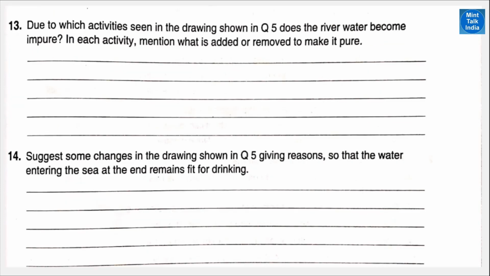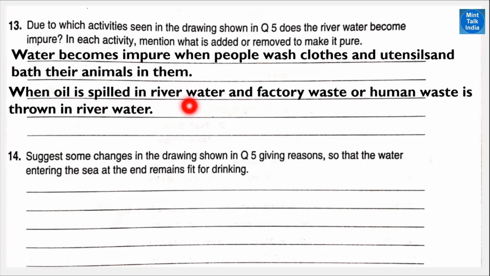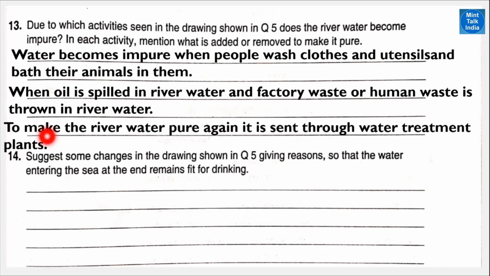Next question, due to which activities seen in the drawing shown in question 5 does the river water become impure? In each activity mention what is added or removed to make it pure. Water becomes impure when people wash clothes and utensils and bathe their animals in it, when oil is spilled in the river water and factory waste or human waste is thrown in river water. And to make the river water pure again, it is sent through the water treatment plant.